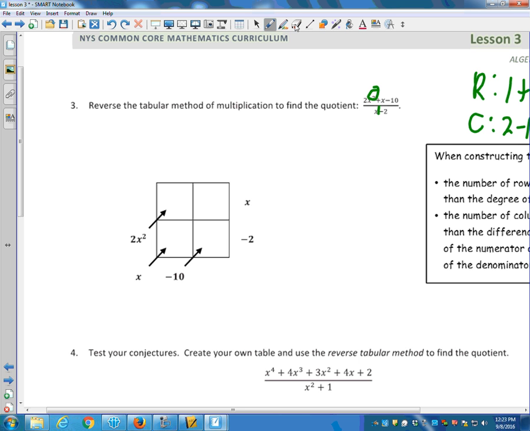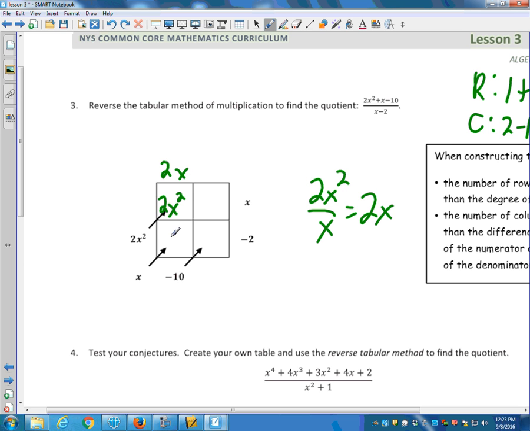Okay, so we have x minus 2 on the right-hand side. That's our divisor. 2x squared is this cell. These two cells add up to x, and we hope the last one is negative 10, but we're not going to put negative 10 there because it doesn't have to be. And now I need the answer. So I always divide by this term here, and I take 2x squared and I divide by x. That's 2x.